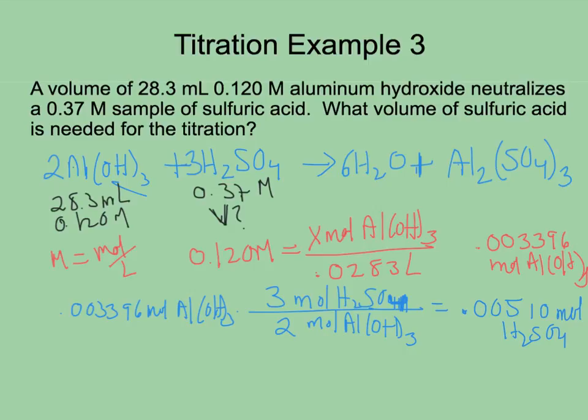And then my last step is to answer the question. I wanted the volume. So I have the molarity, I have the moles, I can figure out the volume. Molarity is moles per liter. And so I know it's 0.37 molar is equal to 0.00510 moles over X liters. And I solve for the liters. It turns out to be 0.014 liters. And that's my answer.